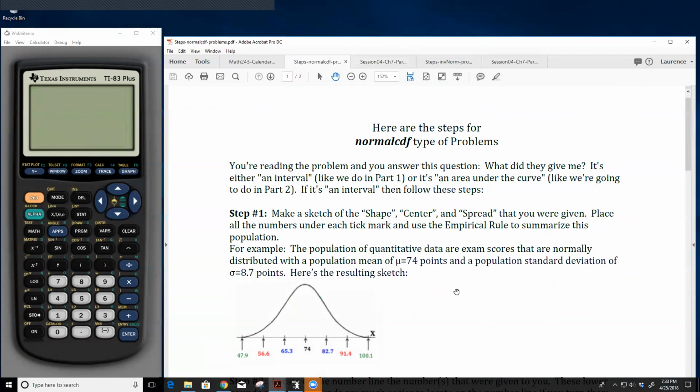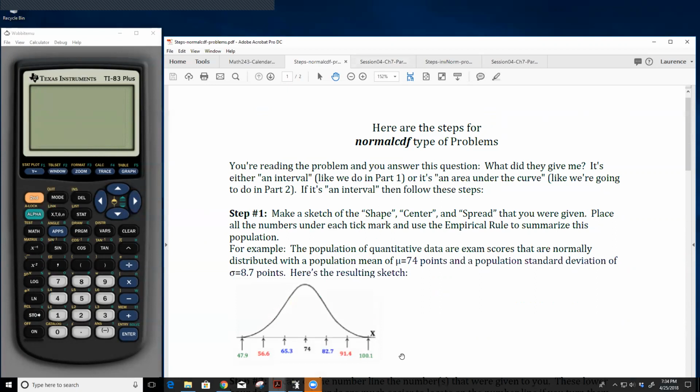Oh yeah. The recommendation is in all of these this week, you're told the shape of the population of quantitative data is normal. So you can get the shape. You're told the center, the population mean, what it's equal to. So you put it in the center on your sketch. And each of these tick marks is a standard deviation. So your population standard deviation is 8.7. And then you can add those, get those numbers, subtract to get these numbers. So you got those numbers all filled in.